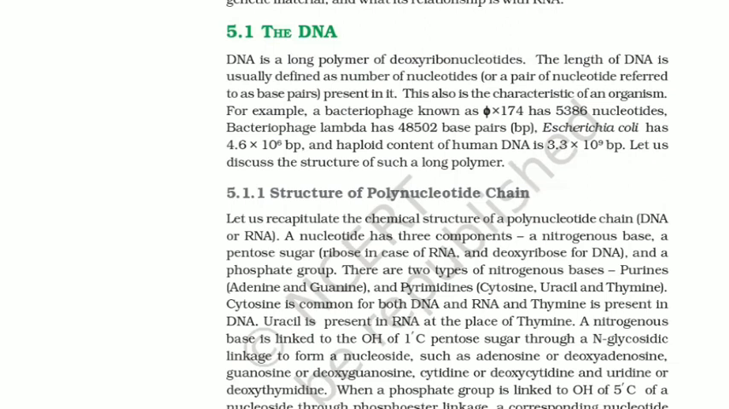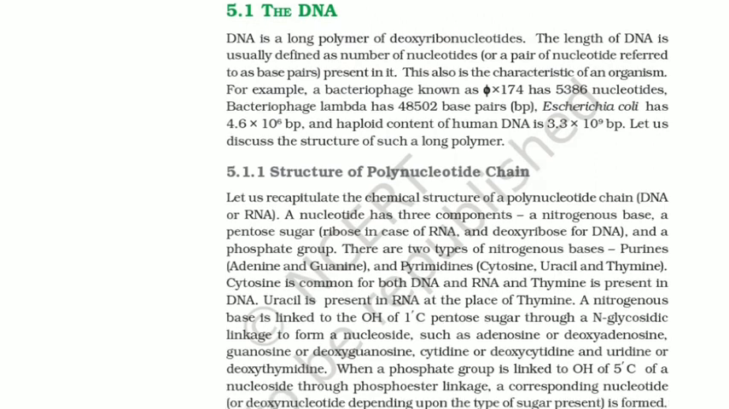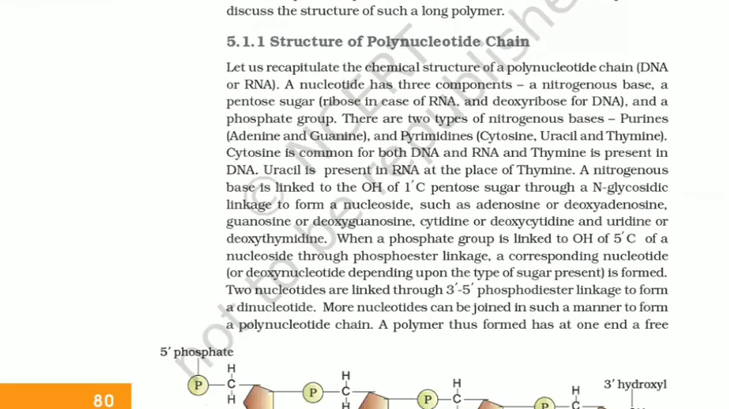For example, bacteriophage has 5386 nucleotides. Bacteriophage lambda has 48502 base pairs. Escherichia coli has 4.6 x 10^6 base pairs, and the haploid content of human DNA is 3.3 x 10^9 base pairs. Let us discuss the structure of such a long polymer. 5.1.1 Structure of polynucleotide chain.